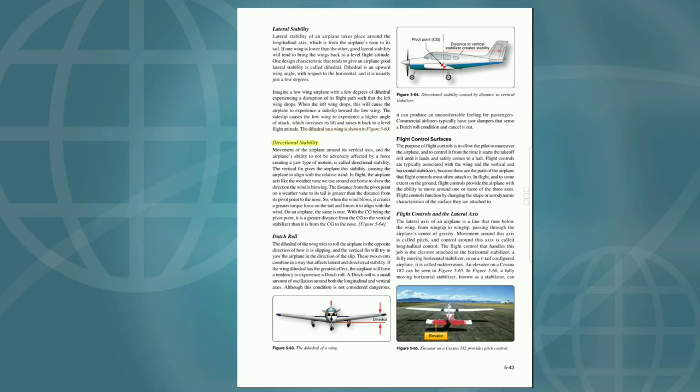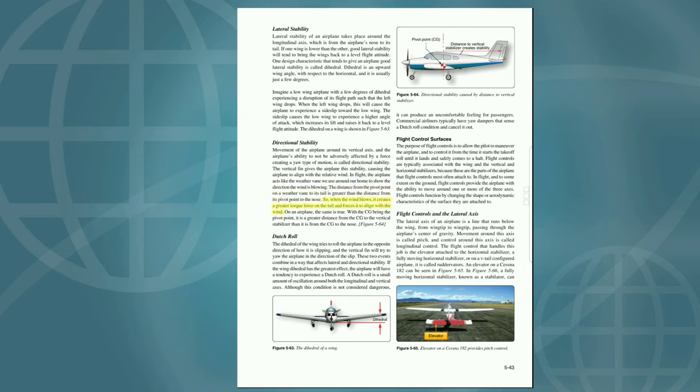Directional stability. Movement of the airplane around its vertical axis, and the airplane's ability to not be adversely affected by a force creating a yaw type of motion, is called directional stability. The vertical fin gives the airplane this stability, causing the airplane to align with the relative wind. In flight, the airplane acts like the weather vane we use around our home to show the direction the wind is blowing. The distance from the pivot point on the weather vane to its tail is greater than the distance from its pivot point to the nose.